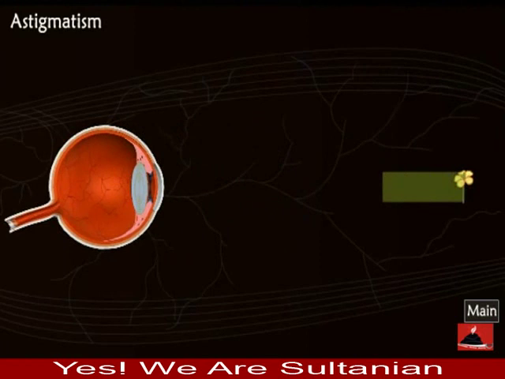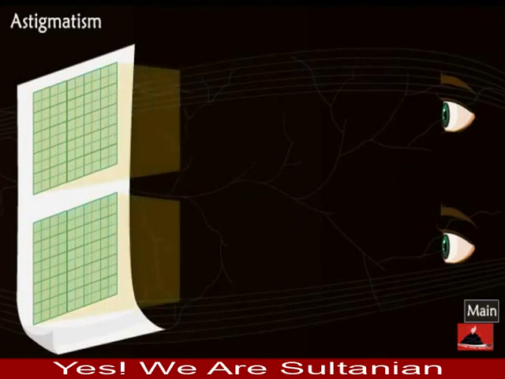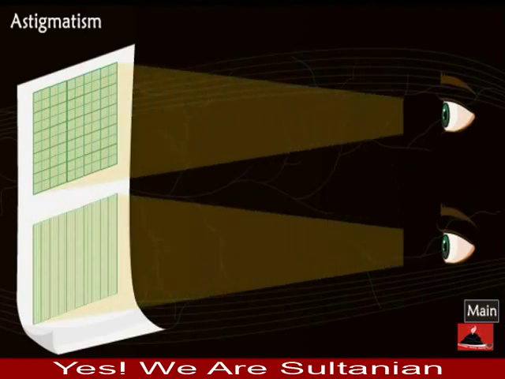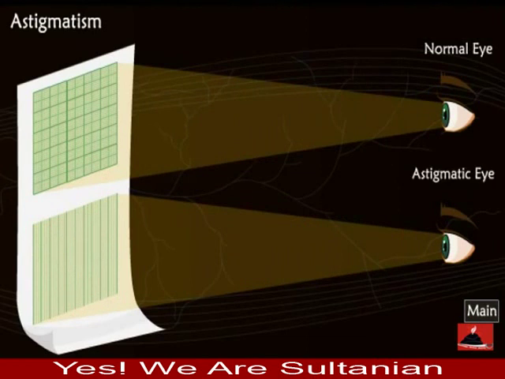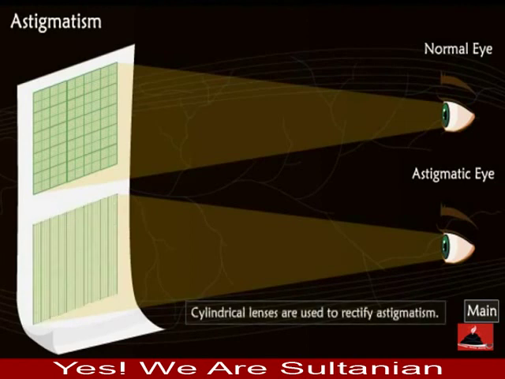The oblong shape causes light rays to focus on 2 points rather than on just 1 point. You can see here how the lines on a graph paper appear to a normal eye and an astigmatic eye. An astigmatic eye cannot simultaneously focus all objects or lines. That is, an astigmatic eye may see only vertical lines or horizontal lines on a graph paper. This can be corrected by using cylindrical lenses.